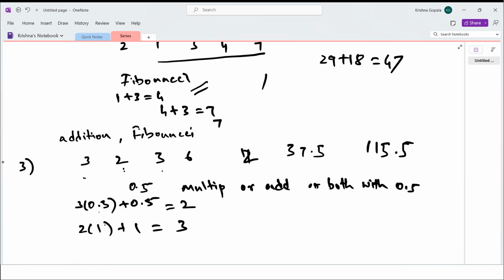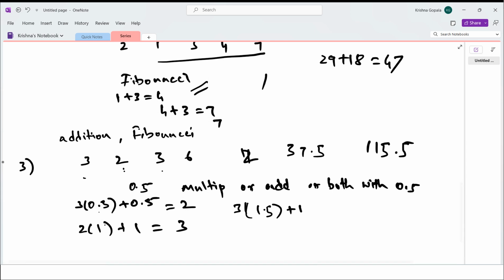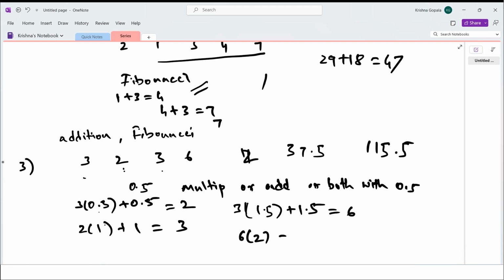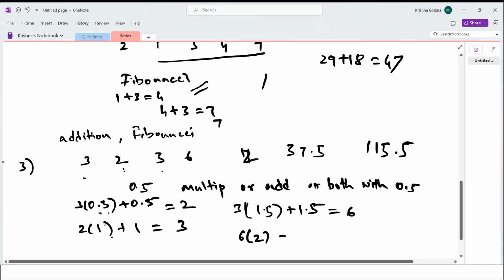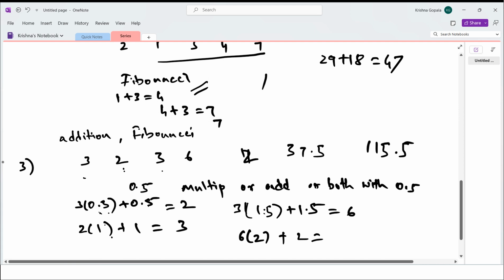Right. Now 3, how do you make it as 6? 3 into 2 is 6. There is another way. 3 into 1.5 plus 1.5. 4.5 plus 1.5. This is also 6. Similarly, 6 into 2 is 12. But look at the series. Into 0.5 plus 0.5, into 1 plus 1, into 1.5 plus 1.5. It should have been into 2 plus 2. It should have been 14.